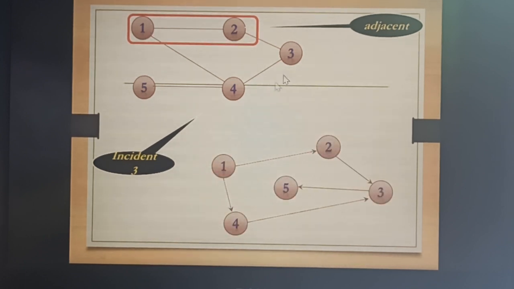So see 1 2, this is your undirected graph. So 1's adjacent vertices will be 2 and 4. Then 3's adjacent vertices will be 2 and 4, and since there is no direction, you can tell both ways. 4's adjacent vertices will be 3, 1 and 5.